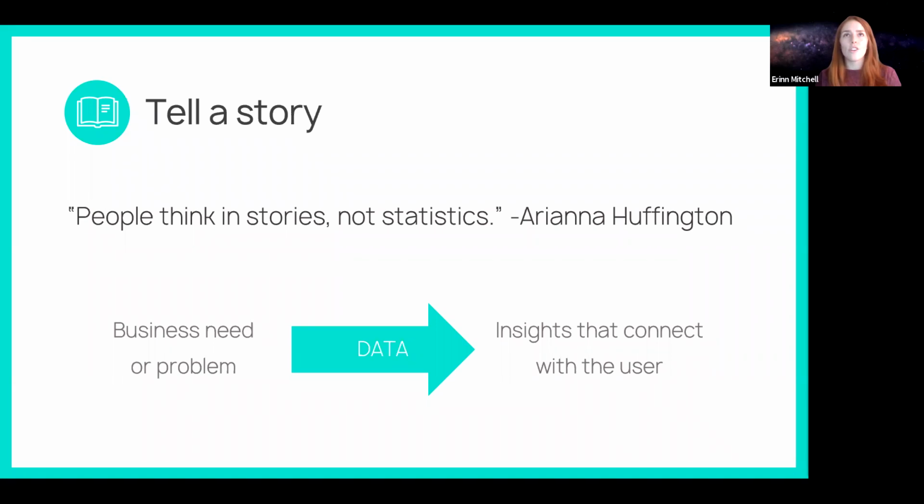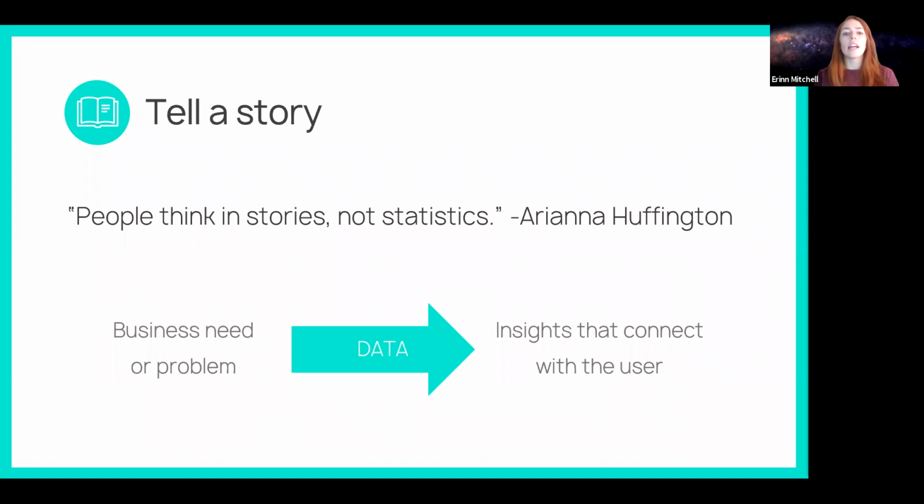Even though your rolled up metrics are technically statistics, you have to combine the data together to tell a story. My experience in the data visualization space has been mostly telling that story with that data viz lens. So taking the data and creating a dashboard that tells a story.